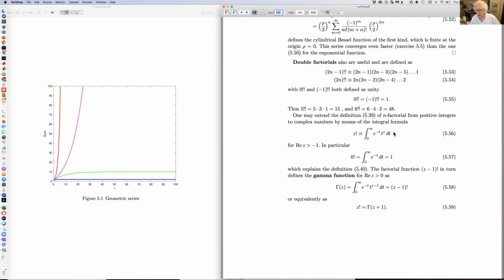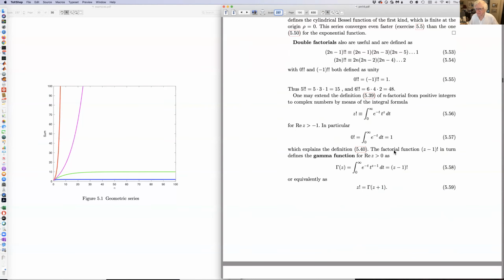integral. Now, we'll see that we can actually interpret this much more generally. This definition works for the real part of z greater than minus 1. And in particular, for 0 factorial, from this definition, you'd have z equals 0. So t to the 0 is 1, anything to the 0 being 1. So we have the integral from 0 to infinity of e to the minus t dt. Well, that's just 1. So that's why 0 factorial is 1.